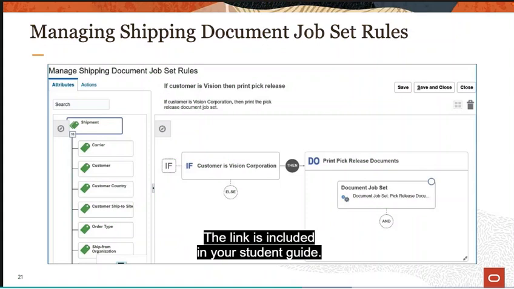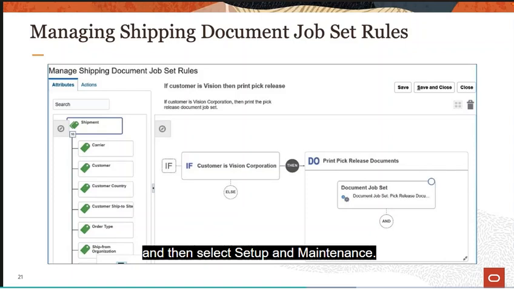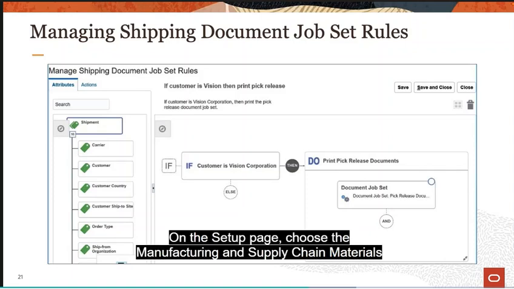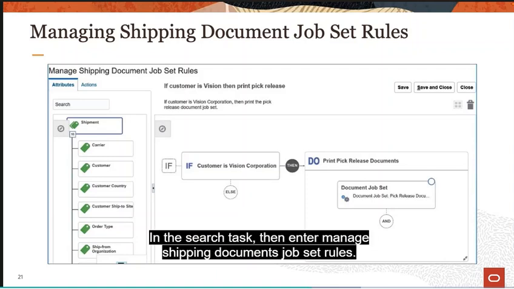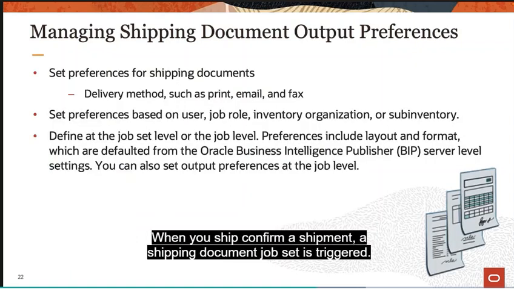To navigate there, go to the navigator, select Others, and then select Setup and Maintenance. On the Setup page, choose the Manufacturing and Supply Chain Materials Management offering. In the Search task, enter Manage Shipping Documents Job Set Rules. When you ship confirm a shipment, a shipping document job set is triggered.